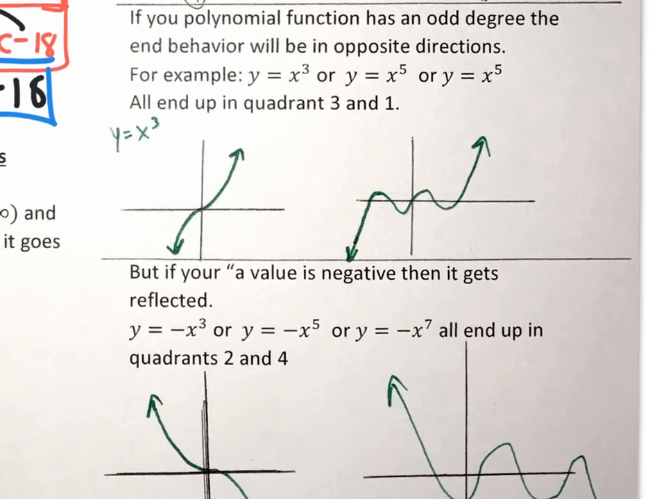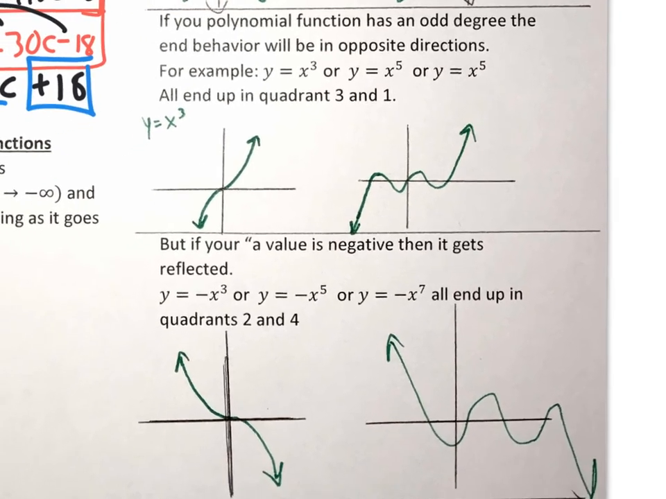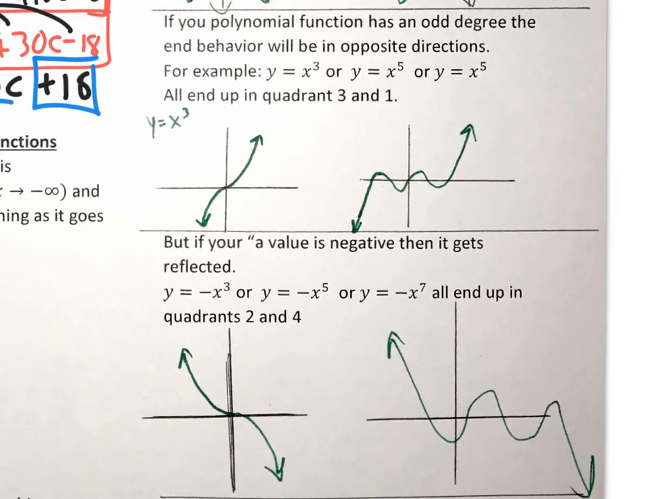So everything is explained in your notes. If you have an odd degree function, they're not going to be opening in the same direction. Notice this one opens up here in quadrant 1. This one opens down here in quadrant 3. Any odd degree function is still going to have end behavior up here in quadrant 1 and end behavior down here in quadrant 3, right? Now, if your a value is negative, what happens is that it gets reflected on the x-axis. So you end up with this situation down here. I hope this kind of helps.